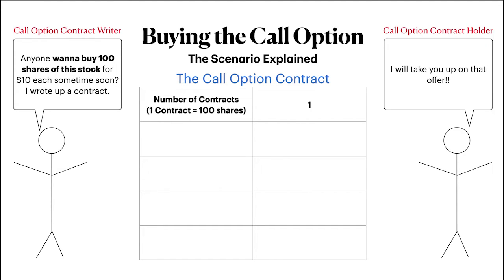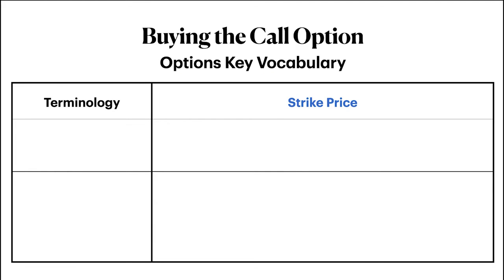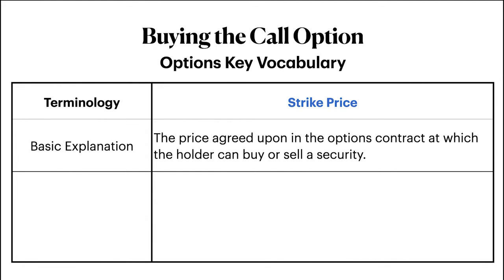So here's the other person, the person on the receiving end, the one who is buying that contract, the call option contract holder, and there they are. They're going to take up that seller on that offer to have the chance at buying those 100 shares. Next thing you need to know about is the strike price, and we've actually talked about this. Basically, this is the price that the writer and the holder agree upon in order to exchange that security between one another in one way or another. So when we're talking about buying the call option, this would be the agreed upon price to buy that security. Later on, we'll talk about what it's called when it's an agreement where the holder can sell that security.